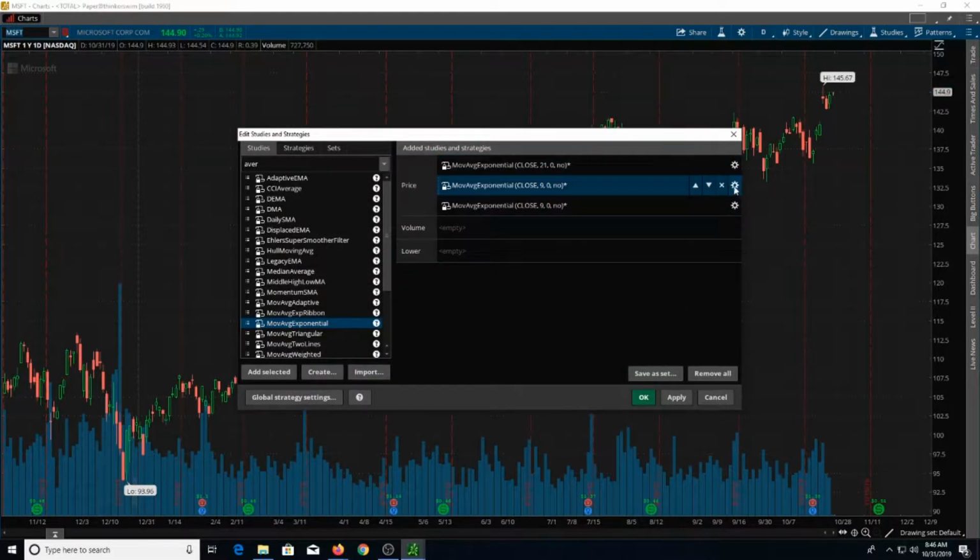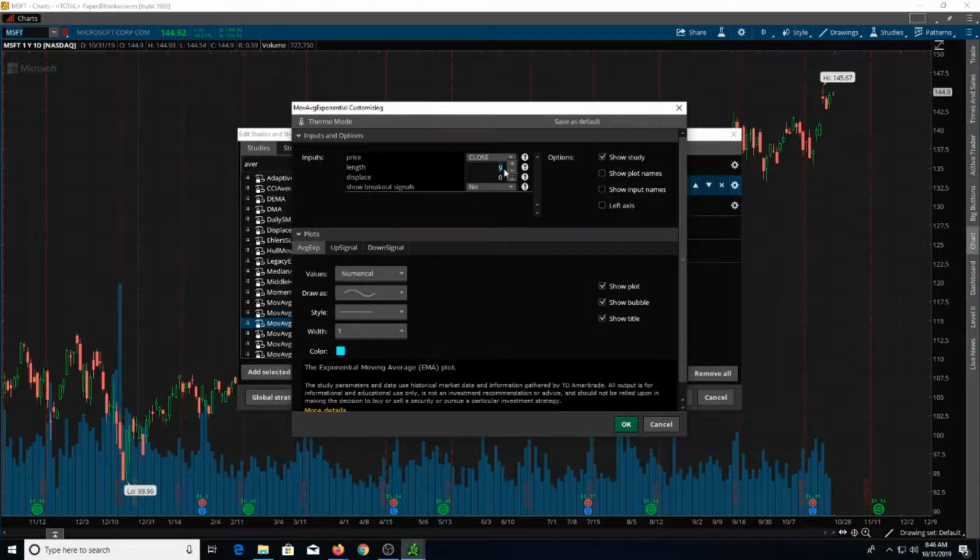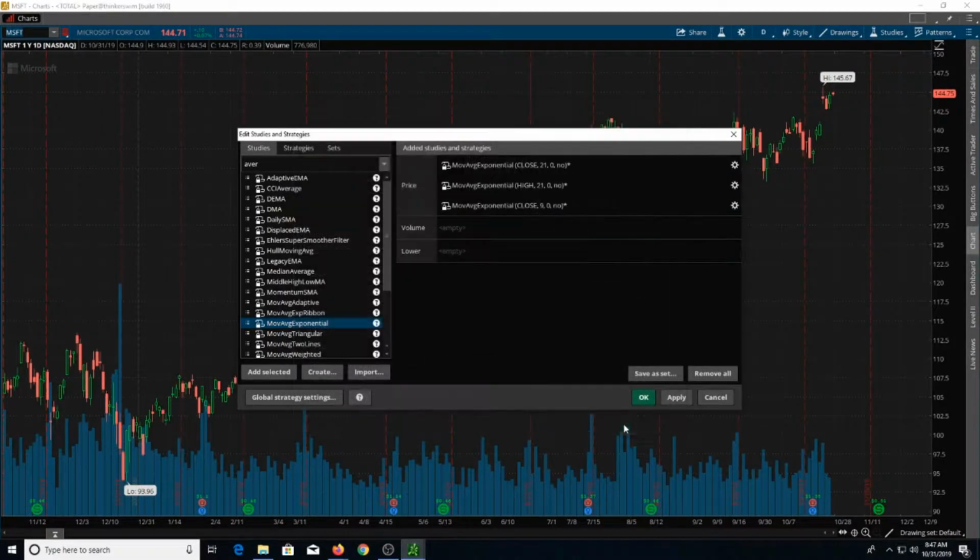I want to go into the second one, and I want to change it to 21 also. But I want to change the price to high. So that's the only difference there. We're doing a 21 EMA and using the input as the high of the price for that period. I'm on a daily chart. It works on any level, but I found that from a trend standpoint, it does work better on the higher level charts. But you could use it on a 5-minute chart if you wanted to, if you're doing some day trading or some scalping. I just found that it works a little bit better on the higher level.